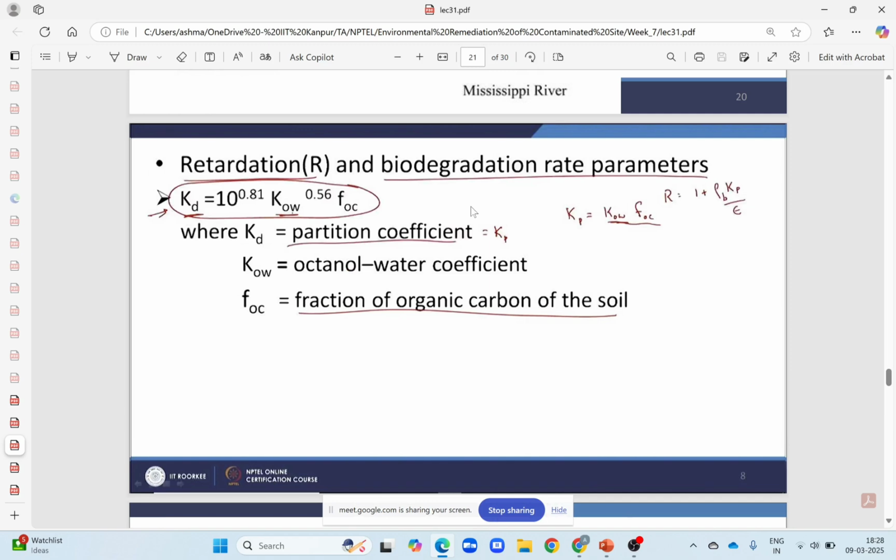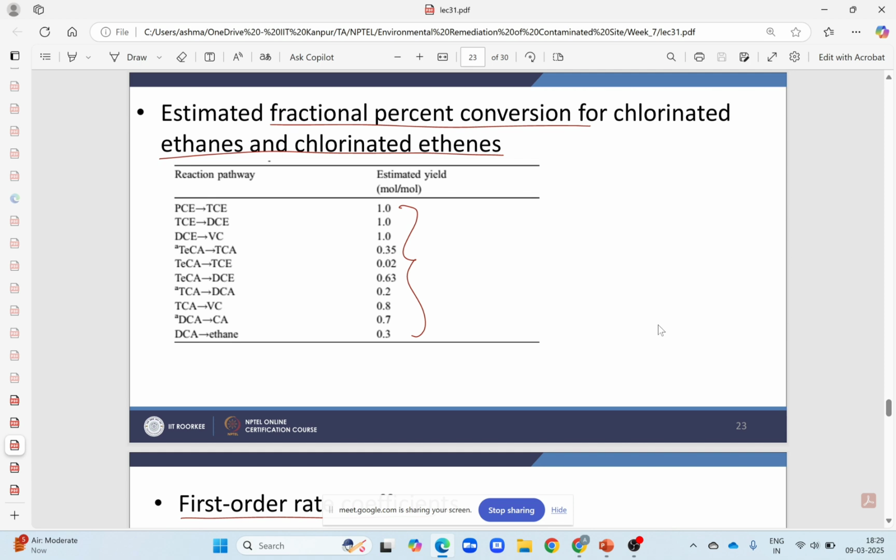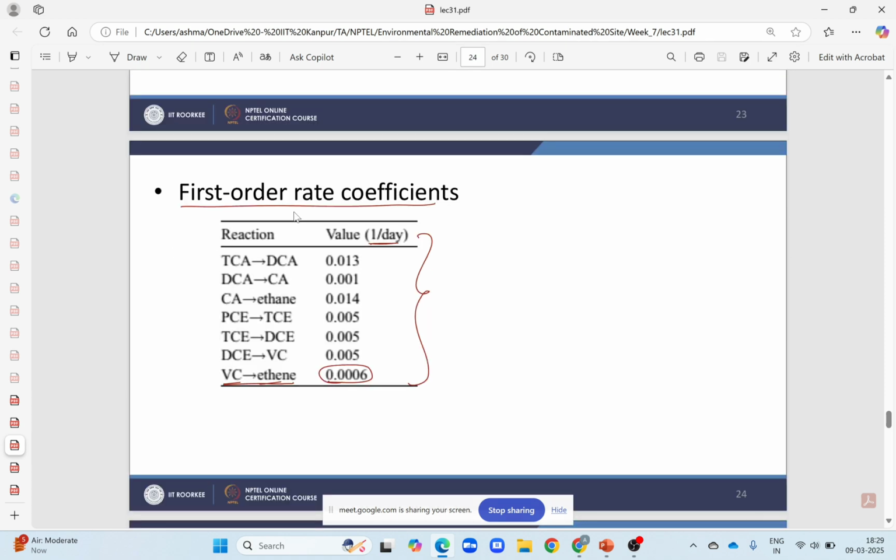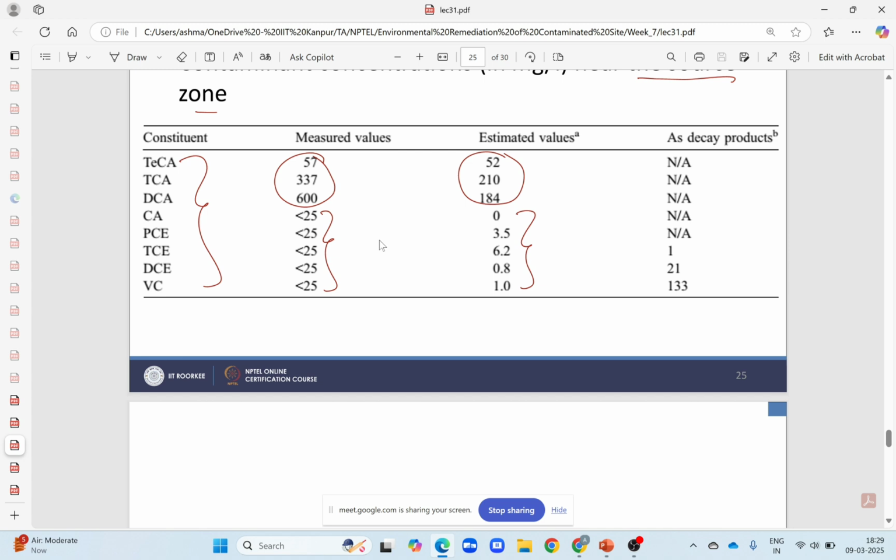So we know that the partitioning coefficient is K_OW times f_OC. Based on all the experiments or data present, this partition coefficient was developed for that particular contaminated site. And then the retardation coefficient or retardation factor was found out for different contaminants. And then the first order rate coefficients were found out, and these calculations were done.